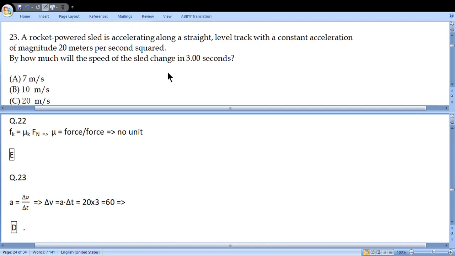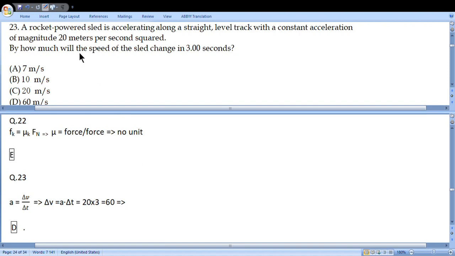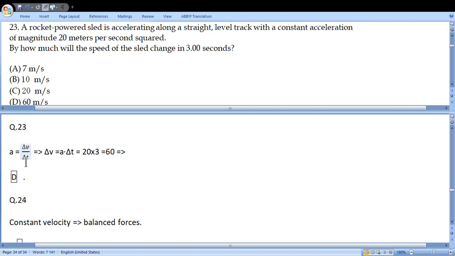23. A rocket-powered sled is accelerating along a straight level track with constant acceleration of magnitude 20 meters per second squared. By how much will the speed of sled change in 3 seconds? So acceleration equals change of speed over time. Rewriting for change of speed, we have acceleration times time. We put numbers, 20 times 3, we get 60, so we choose D.